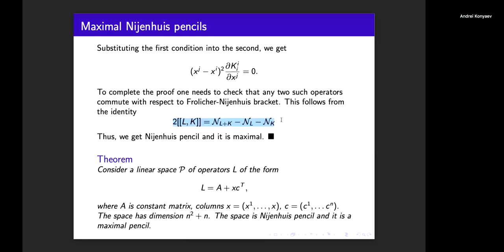The other important thing about this pencil, unlike the previous one, is that it is finite dimensional. Its dimension is n squared plus n. And it turns out that it is maximal, which is fun. And we will see that we have an even stronger condition: it's not only maximal, but if we take all the constant matrices and ask what are the Nijenhuis operators that commute with all constant matrices with respect to the Frölicher-Nijenhuis bracket, then we get exactly this pencil.